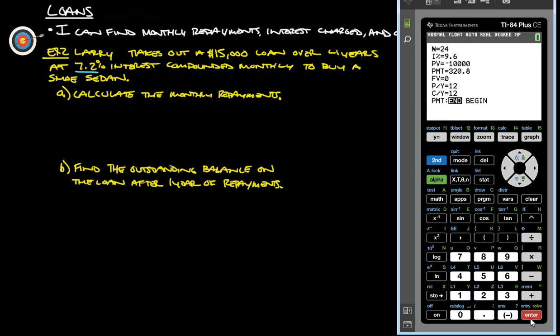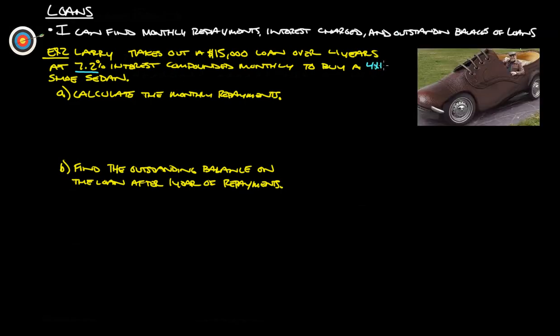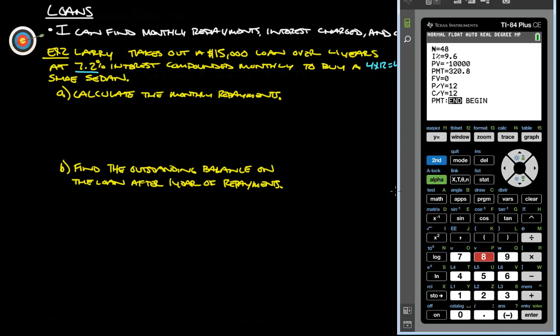We push enter. All right, so we've used this a few times before, so to refresh your memory, N is the number of total payments. So if we're doing 4 years at 12 payments per year, because it's always monthly, we are going to want to have 48 on here. 48, because 4 times 12 is 48, right? That's the total number of months. Interest rate, we have 7.2.